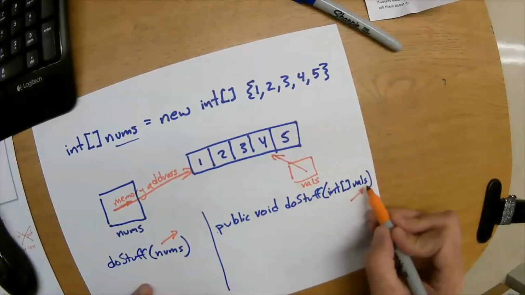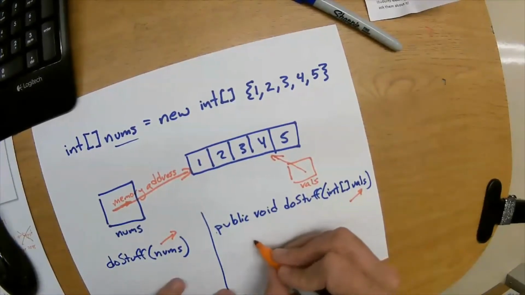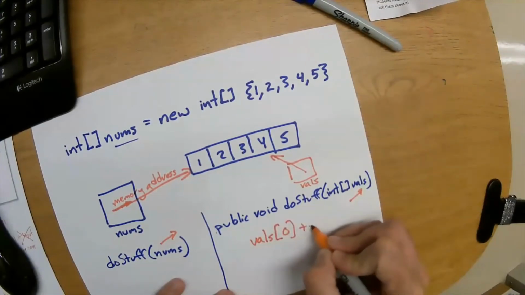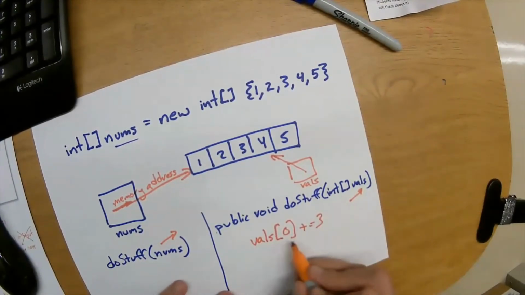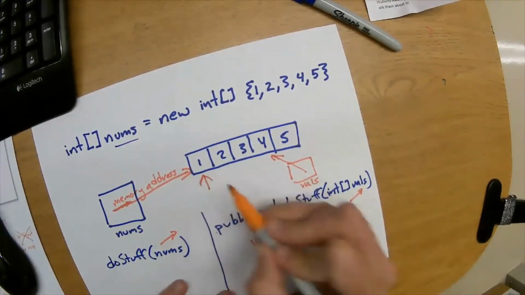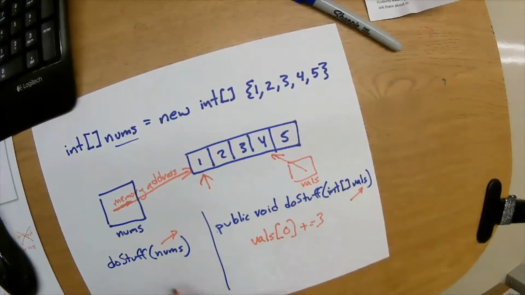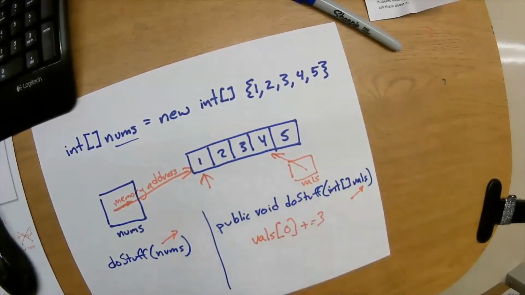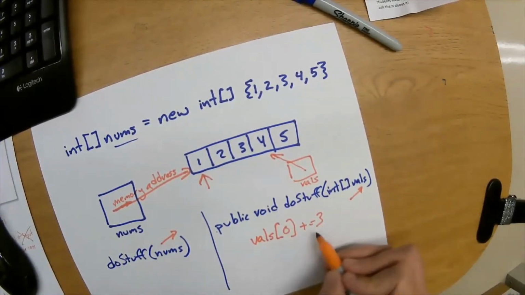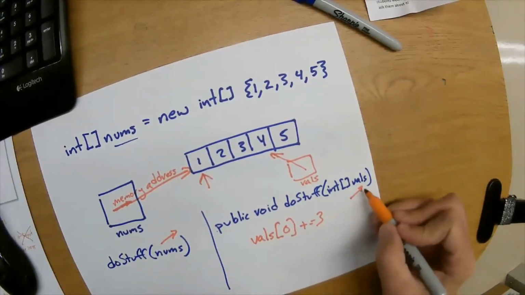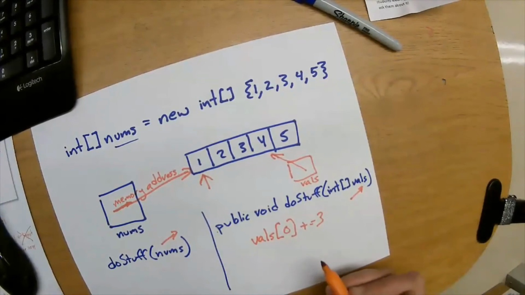So that's why whenever we do any manipulation to the vals array, like if I said vals[0] += 3, I manipulated this. And then once I exit the doStuff function, if we wanted to check nums again, we'll find out that nums[0] would also reflect that change, because nums and vals are actually just containing references to the exact same place in memory.